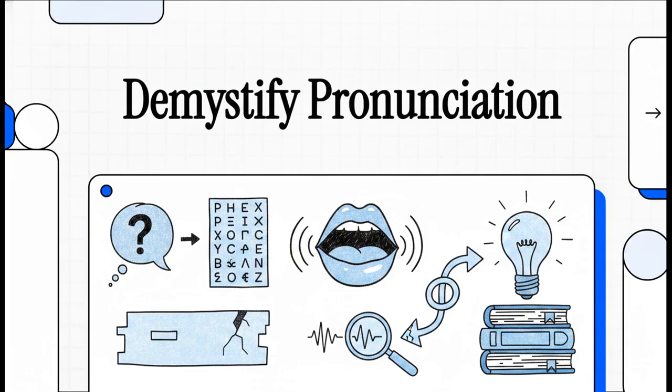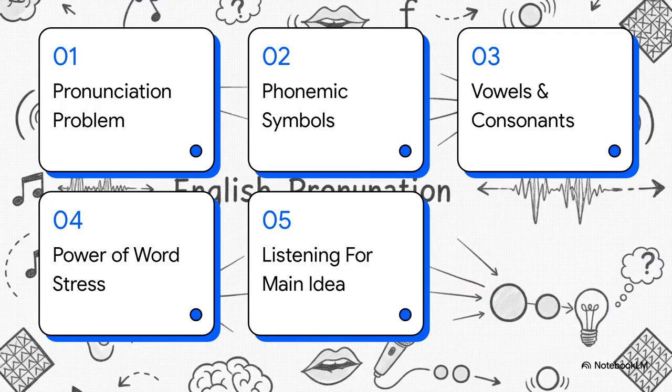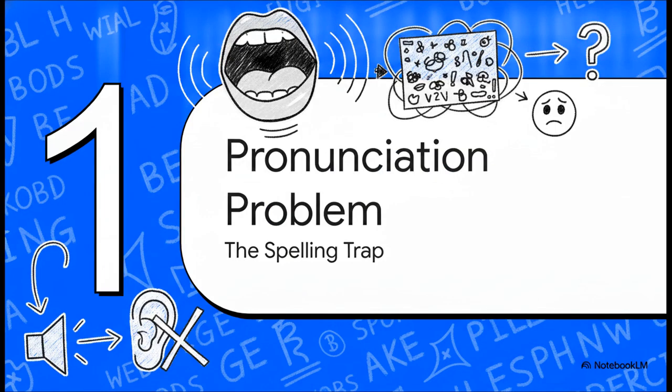The spellings of English words cause immense confusion. But today, we're going to fix that. We're demystifying English pronunciation once and for all. Okay, let's dive into this. Here's our quick roadmap for today's explainer. We'll start with the pronunciation problem. Then we're unlocking phonemic symbols, getting into vowels and consonants decoded, exploring the power of word stress, and finally, listening for the main idea.